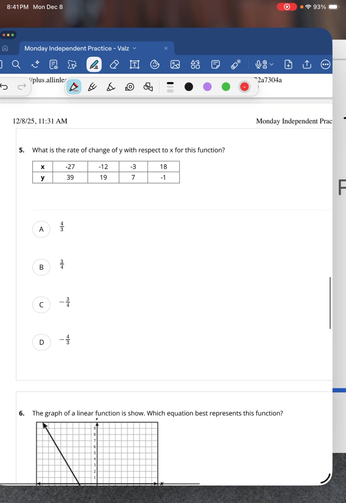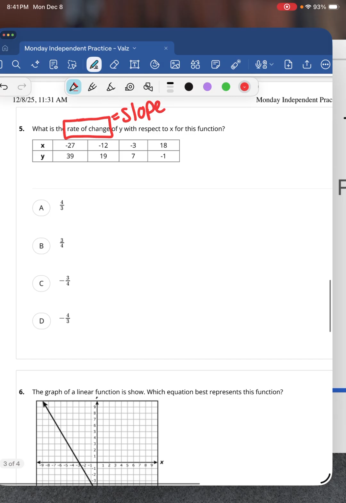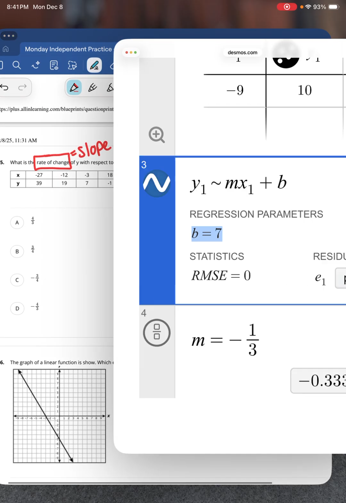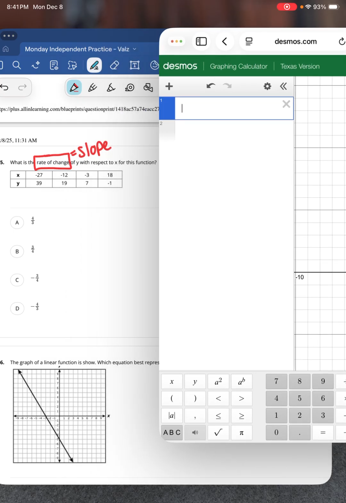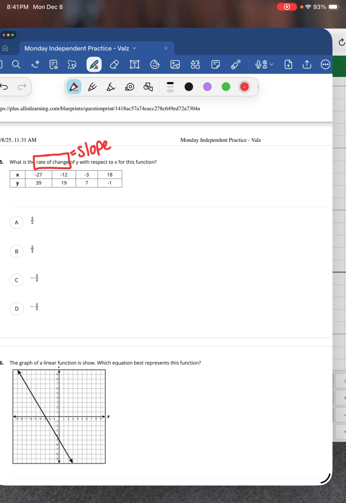Okay, number 5, you're finding the rate of change. So rate of change, remember, is the same thing as finding slope. So this one should be relatively simple, I hope. You have a table and you are just plugging it into Desmos. Now, if you look, your table is going horizontally.